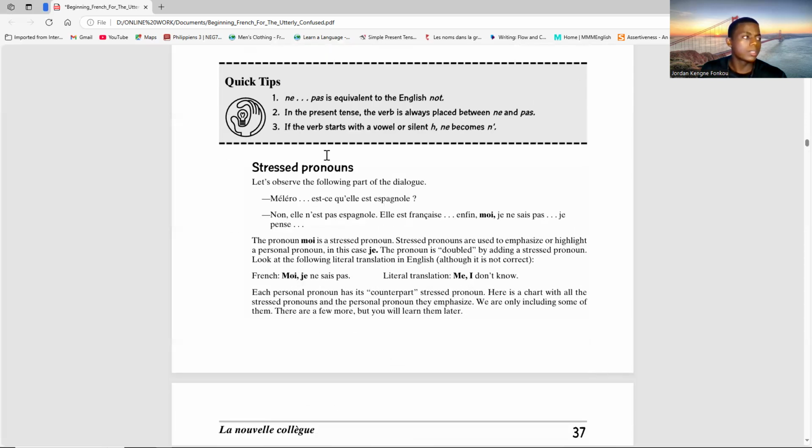Here we have a couple of tips. Ne pas is equivalent to the English not. This is a matter of equivalence in terms of language, not translation. So don't ask what's the meaning of ne, what's the meaning of pas. Ne pas is the structure to express negation, not in English. In the present tense, the verb is always placed before ne pas. We are still working on present tense, remember? If the verb starts with a vowel or silent H, ne becomes an apostrophe.